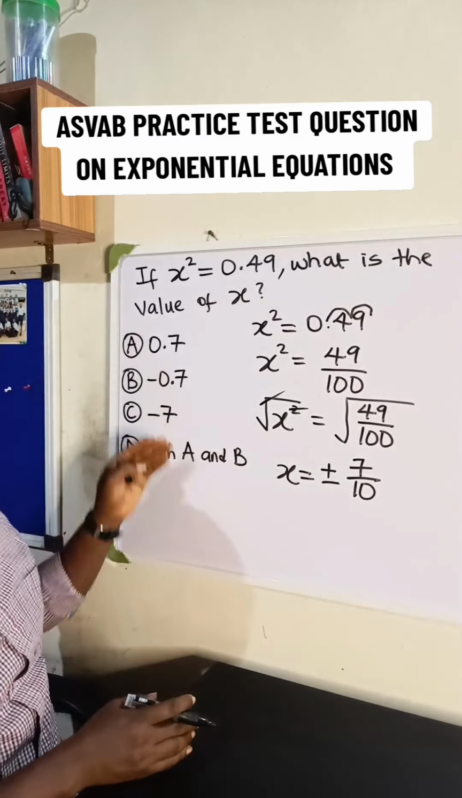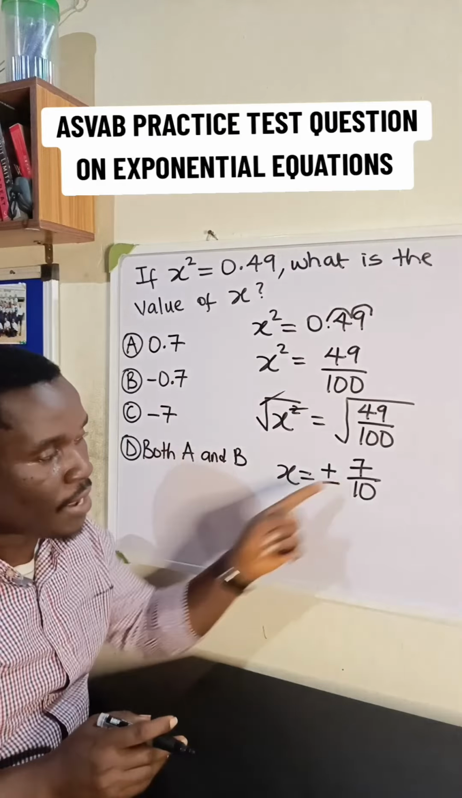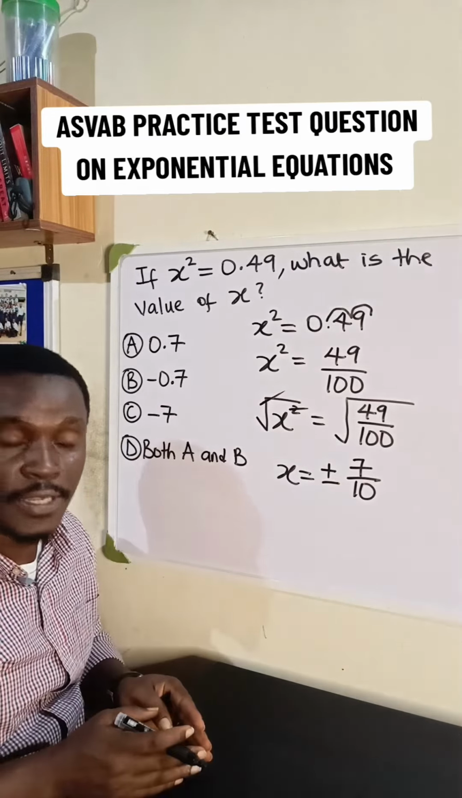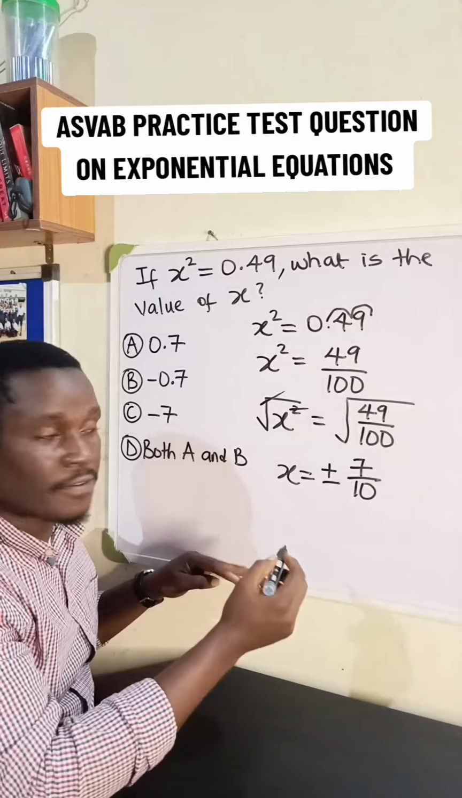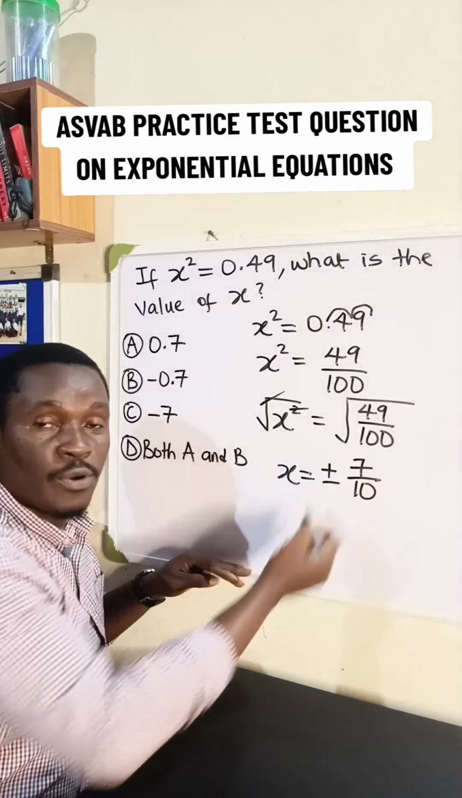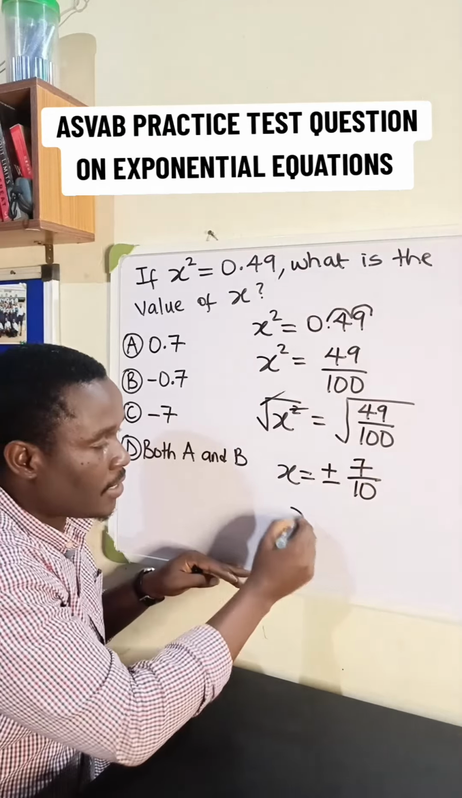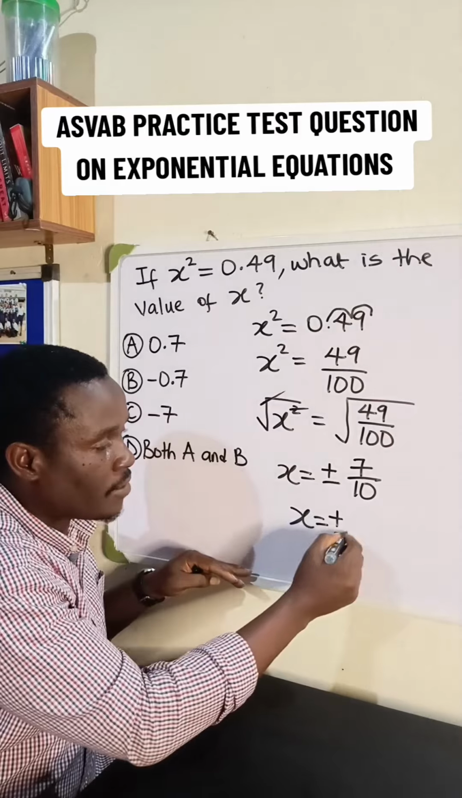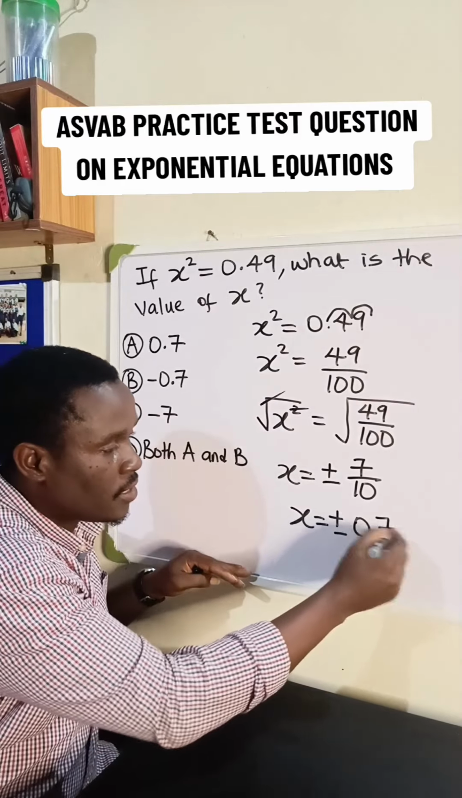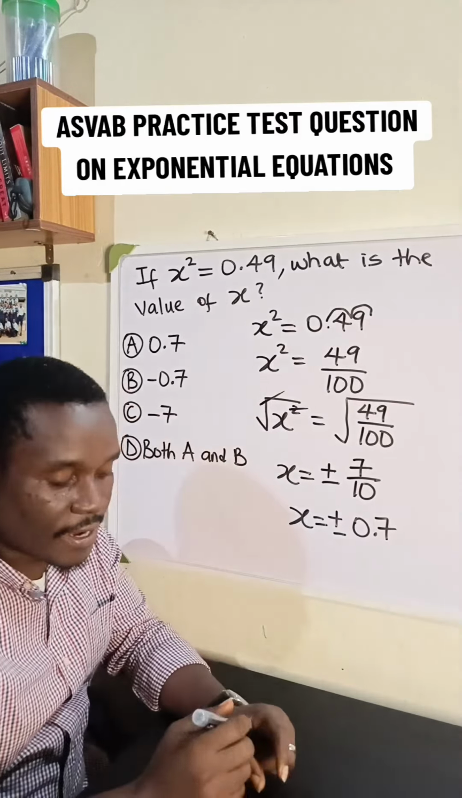But looking at the options here, we don't have any fraction. So we have to convert this back to a decimal. 7 over 10 as a fraction, all you need to do is move the decimal point one time to the left, and then x will be equal to plus or minus 0.7. That gives us our final answer.